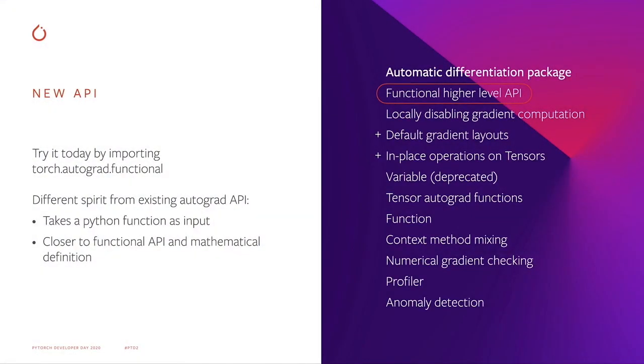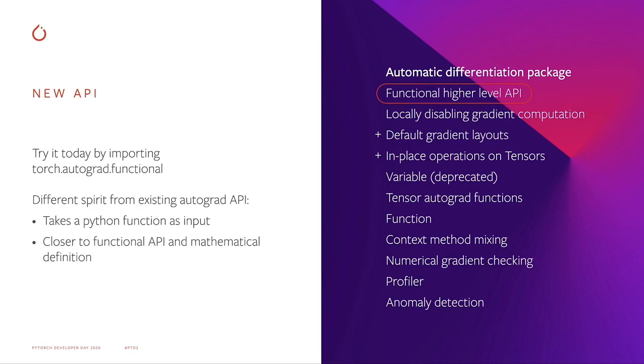So where does this new API live? It lives under the torch.autograd.functional submodule. You can find it in the autograd documentation under the functional higher level API name. And it has a slightly different spirit compared to the existing APIs, mainly that it takes functions as inputs and not the result of the forward pass. The main reasons for that are twofold. One is because it's closer to the mathematical formulation, and people are getting used to differentiating functions directly, not doing the forward pass and then asking for the gradients.